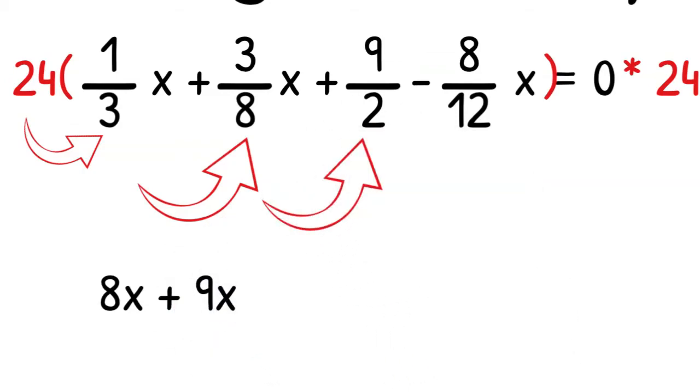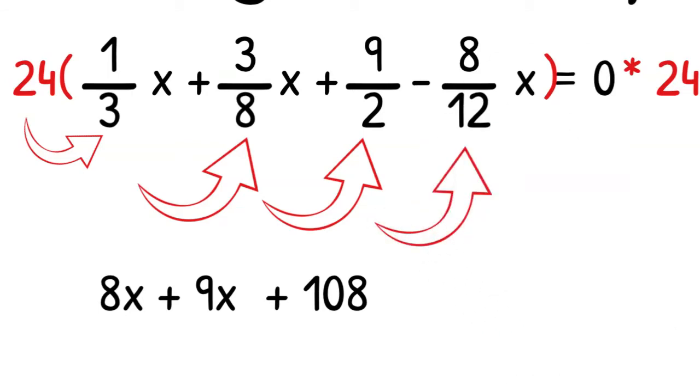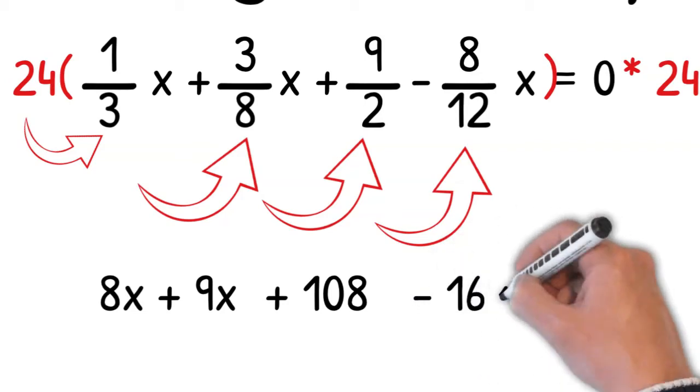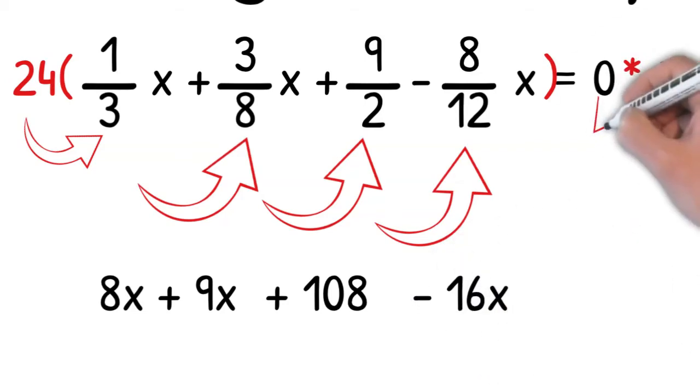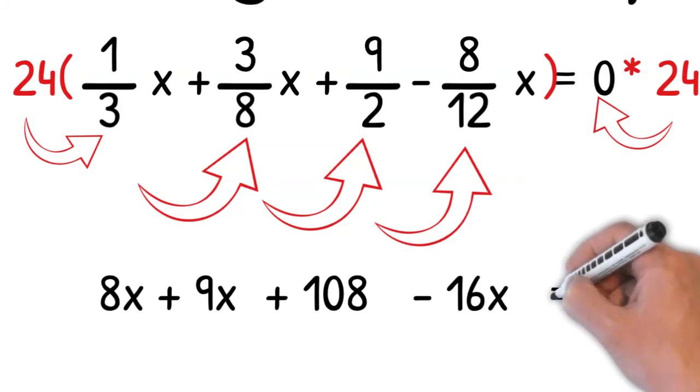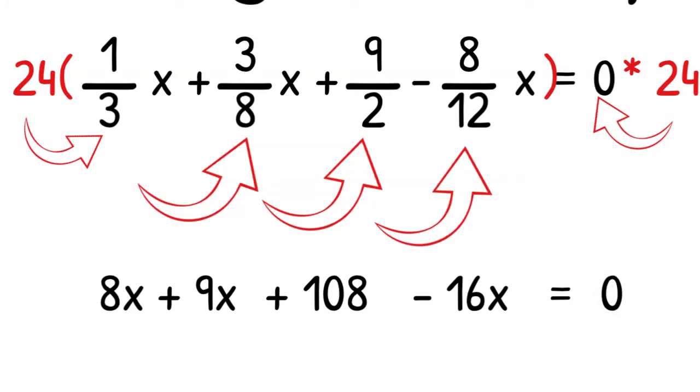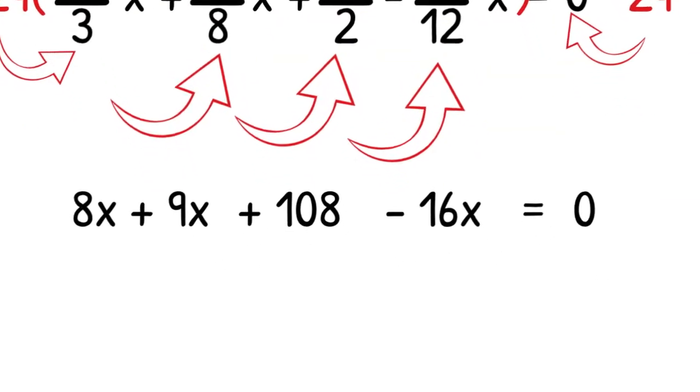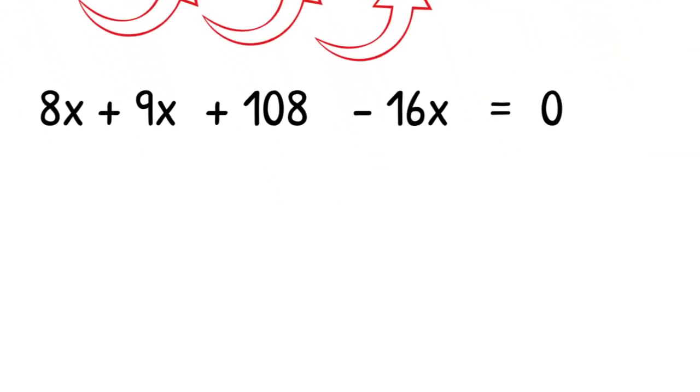24 times 9/2, the denominator is 2, and it goes into 24 12 times, and 12 times 9 is 108. 24 times negative 8/12 x, the denominator is 12, and it goes into 24 2 times, and 2 times negative 8 is negative 16, negative 16x. And then finally, 24 times 0, of course, is 0. We have now eliminated all of the fractions from the equation.